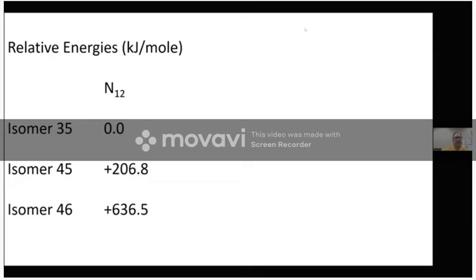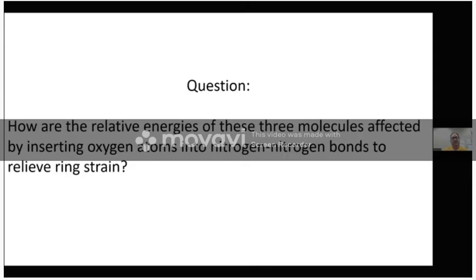So here's our question though. Given this starting place, let's bring up our question here. Question: what if we relieved the ring strain? What would be the effect of relieving the ring strain by the insertion of oxygen atoms into the strained portions of the structures? How would that affect relative stability? How would that affect the outcomes?